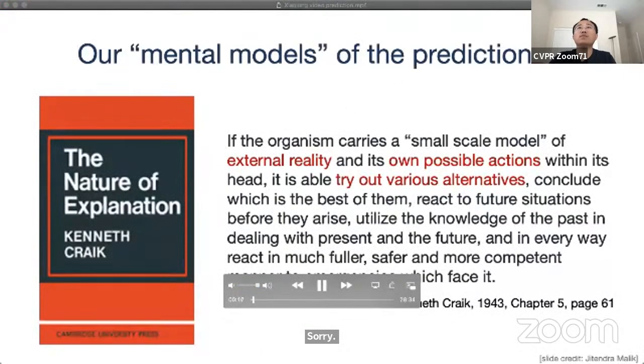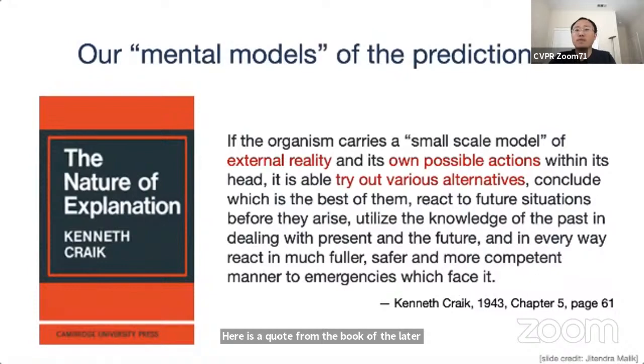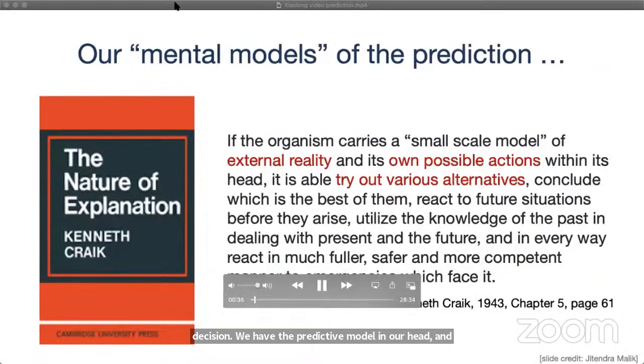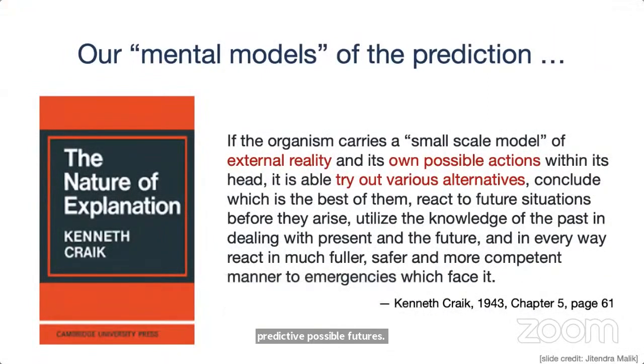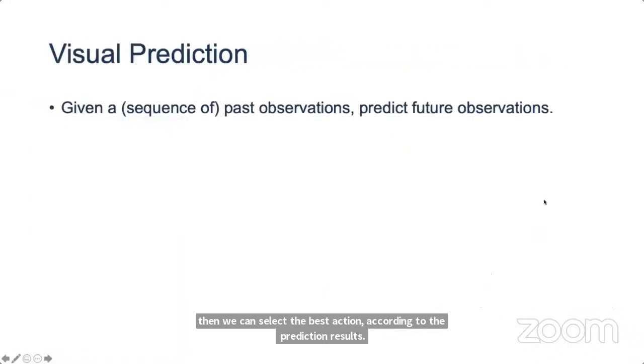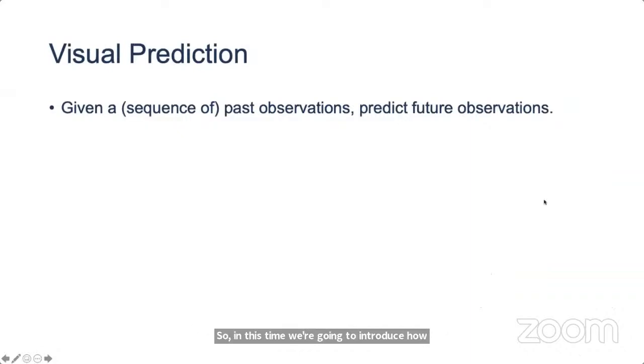So why do we need a prediction model? Here is a quote from the book The Nature of Explanation. What it says is that when we humans are making a decision, we have a predictive model in our head, and we can use this model to simulate multiple actions and predict their possible futures. And then we can select the best action according to the prediction results.